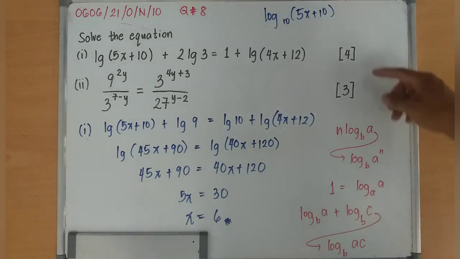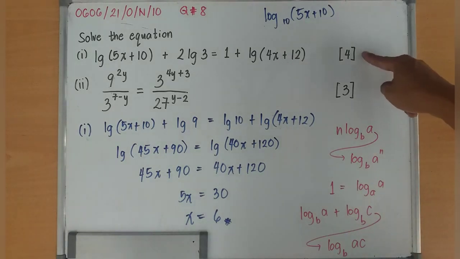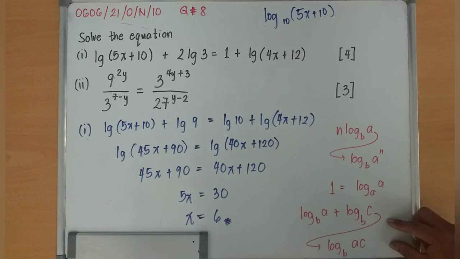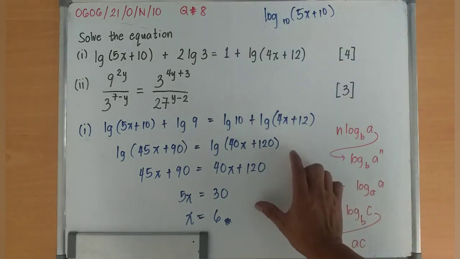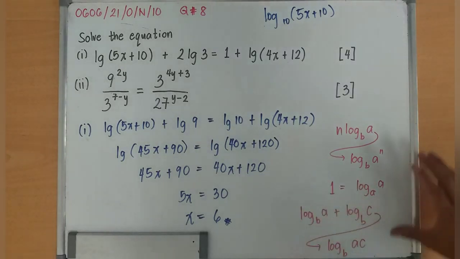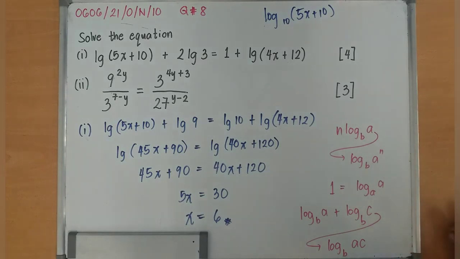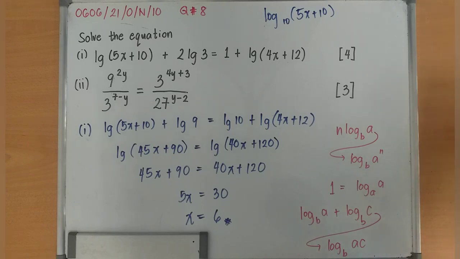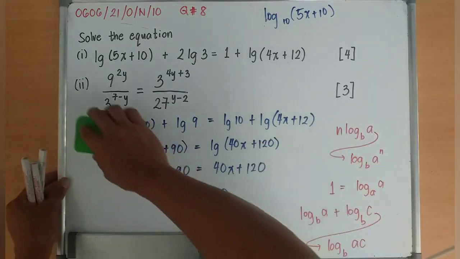Okay? You will see the marking scheme later on. How did we get 4 marks? Of course, you will get 4 marks by applying all these rules. So if you don't know your rules in logarithm, you cannot answer or solve an equation like this, because rules are very important in solving the equations in logarithm. Okay? So let's move on to question number 2. I'll just erase the answers for number 1.